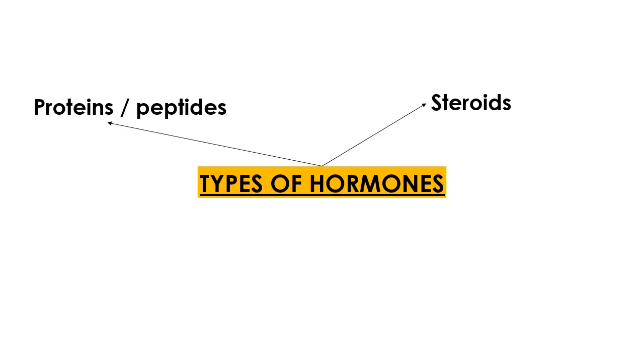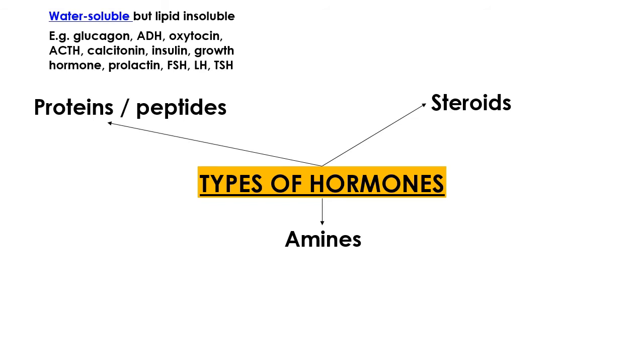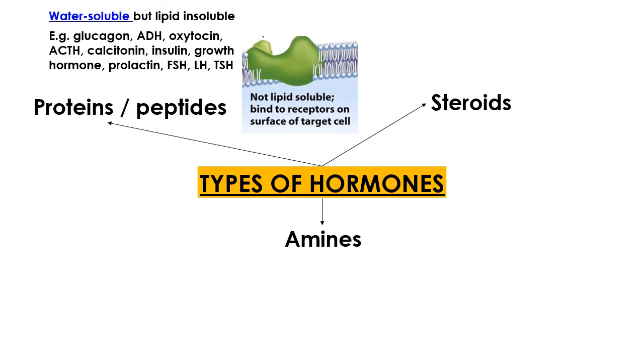There are three types of hormones: protein or peptide based, steroids, and amines. Proteins are water-soluble but lipid-insoluble. Because they are lipid-insoluble, they are only able to bind to the receptor on the plasma membrane on the surface of the cell, because they are unable to enter the cell. Examples of protein hormones are glucagon, ADH, oxytocin, and so on.